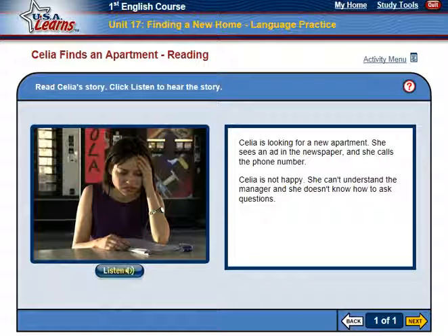Celia is looking for a new apartment. She sees an ad in the newspaper and she calls the phone number. Celia is not happy. She can't understand the manager and she doesn't know how to ask questions.